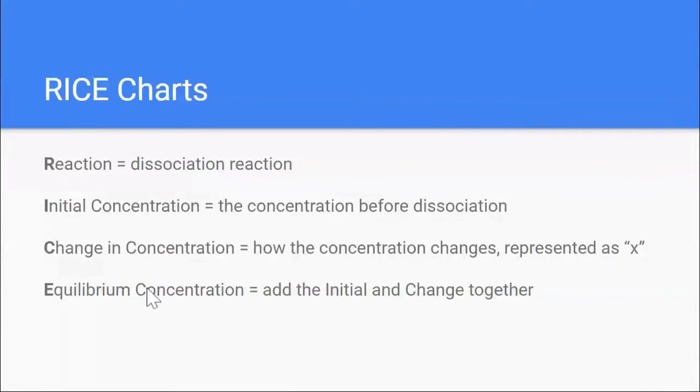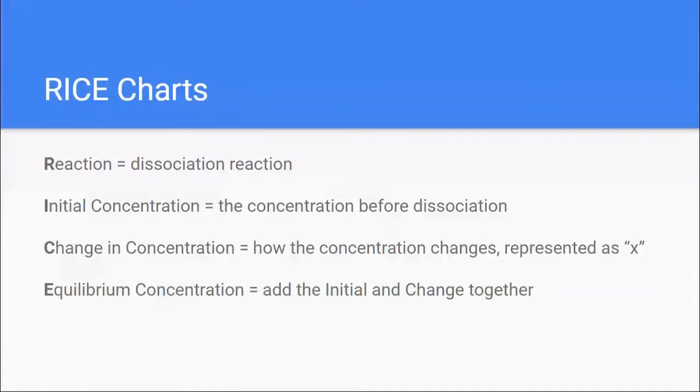Like I said, RICE is an acronym. R is reaction, which really just means you write the dissociation equation. I stands for initial concentration. This is the concentration before dissociation happens, and I'll explain what that means in a second when we do an example. C is how the concentration changes. This is represented as a variable, and usually we just use the variable X.